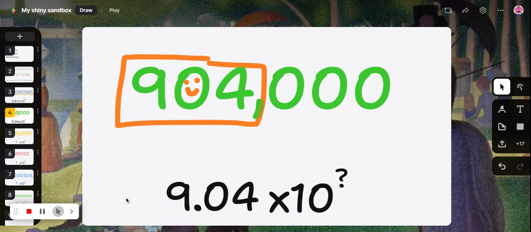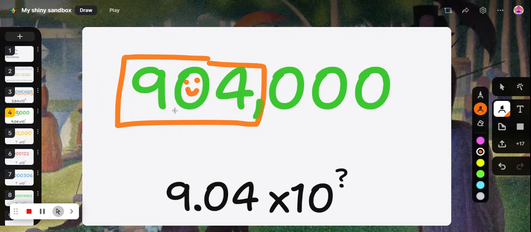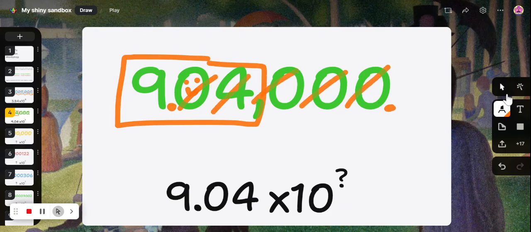So, one-digit whole number. And then we have to see how many jumps to get to the original location. Again, you can count your digits in between, or you can do your hops. 1, 2, 3, 4, 5. So our exponent is 5. Positive 5, because it's a very large number, or you can do your jumps. 1, 2, 3, 4, 5.